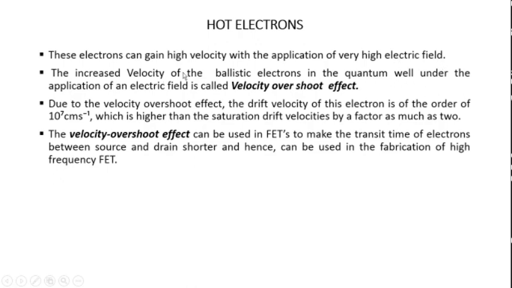The increased velocity of ballistic electrons in the quantum well under the application of an electric field is called the velocity overshoot effect. Due to the velocity overshoot effect, the drift velocity of the electrons can be made very high, usually of the order of 10^7 centimeters per second, which is much higher than the saturation drift velocity of electrons.